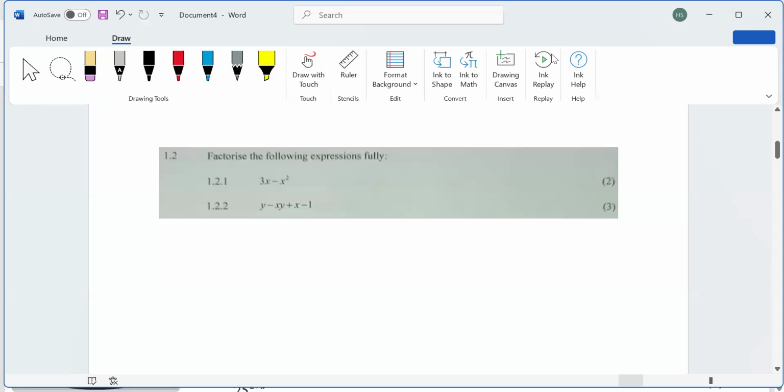Sure. You are going to be factorizing, so you are going to check the number of terms that you have. Let's look at number 1.2.1. How many terms do you see there? There are 2 terms. There are 2 values separated by a minus. So if you look at this one, this is term number 1, this is term number 2.